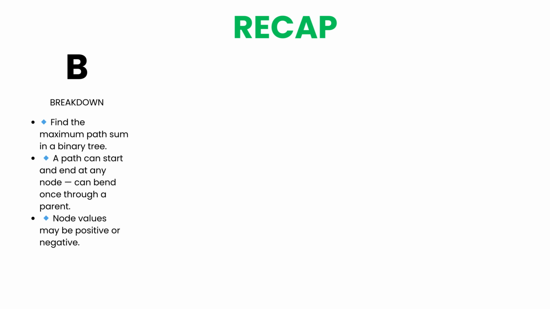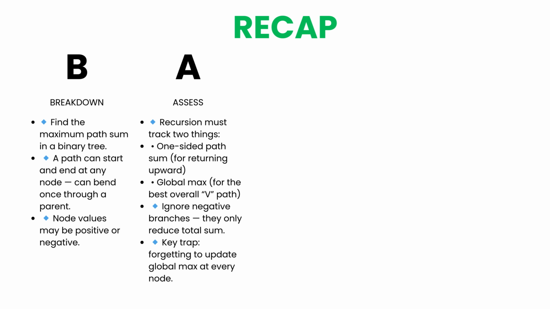Quick wrap-up on binary tree maximum path sum, a classic that exposes gaps in recursion, handling negatives, and path splits. We define the goal as finding the highest sum path anywhere in the tree. A path can start and end at any node, may bend through a parent once, and must include at least one node. We highlighted the two key ideas.